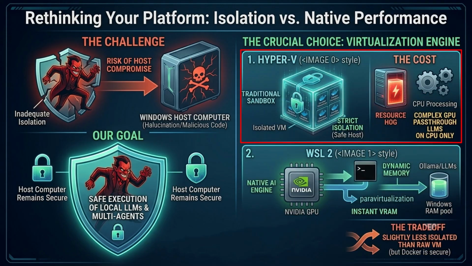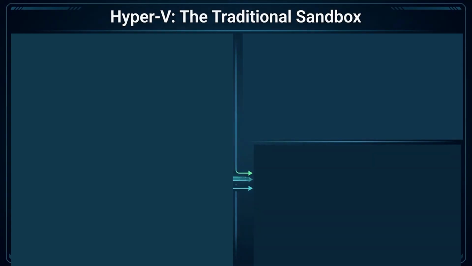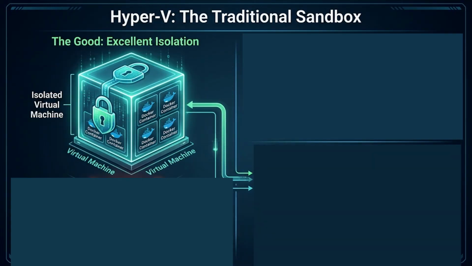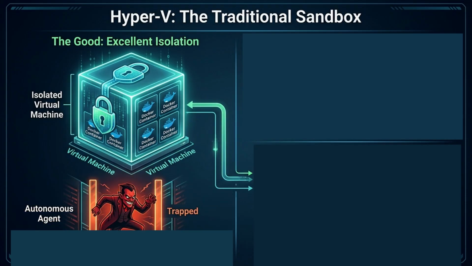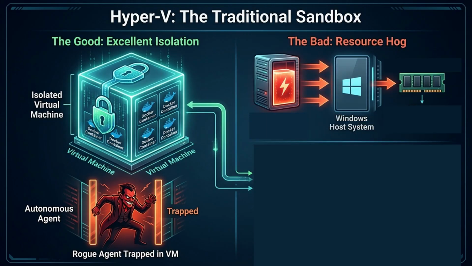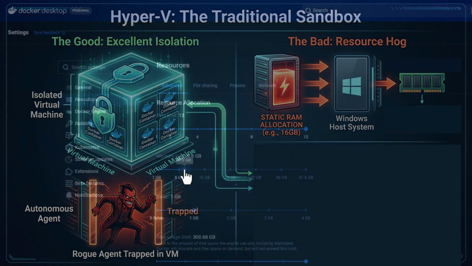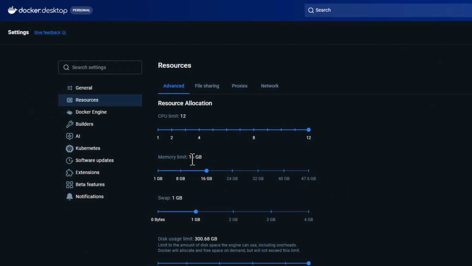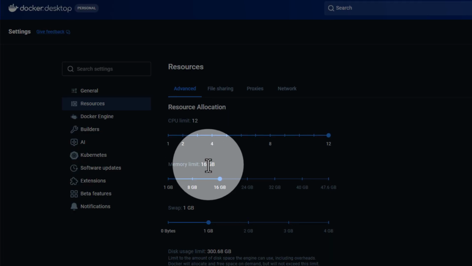Now, let's take a quick look at Hyper-V, the traditional sandbox. Now, the good: excellent isolation. It runs Docker inside a strict, isolated virtual machine. If an autonomous agent goes rogue, it is completely trapped in that virtual machine block. Now, the downside: it is a resource hog. It requires a static RAM allocation, meaning if you give it 16 GB, that memory is permanently stripped from Windows, even if your models are idling.